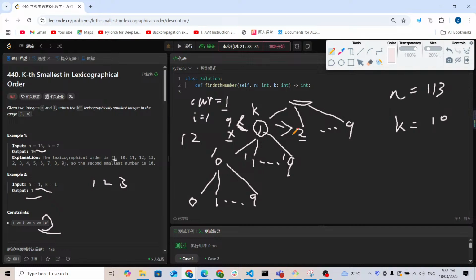But the hard problem is how can we count it? So for example, n equals 113. How can we count it? So this is 1. If we want to go to the next number, this is 2. So we're going to use this number 2 as our border, and use this border to count. From 1 to 2, it means 2 minus 1, we have 1 number. And for here, instead of 2, we're going to use 20, which means 2 times 10.